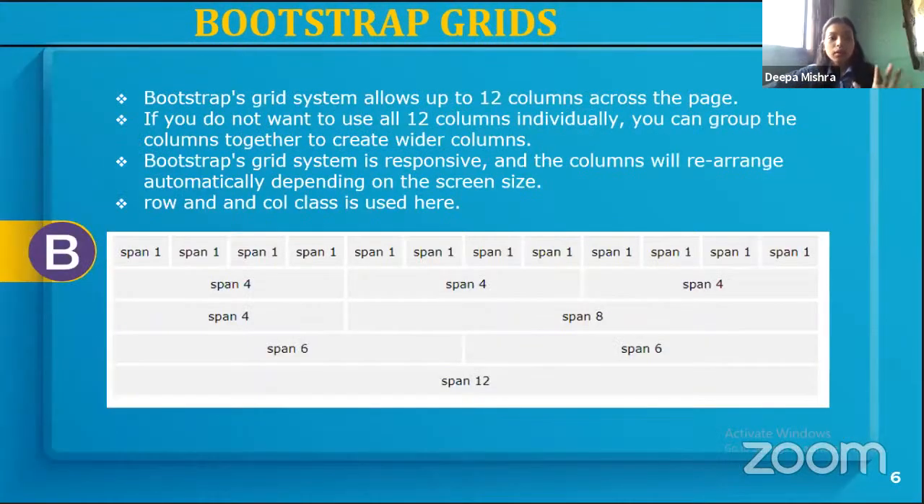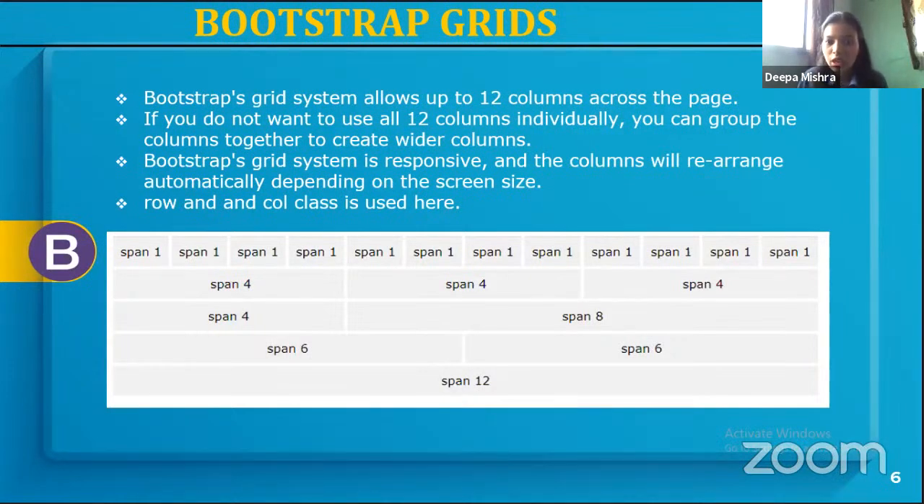Okay, now next is your Bootstrap grid system. What it does is it allows up to 12 columns across the page. If you want to set any menu, you must have seen in web pages: file, edit, contact us, home, gallery, these things, correct? All of them are displayed in a sequence, and each menu item takes a fixed amount of space. Now you can do that with the help of this grid system.